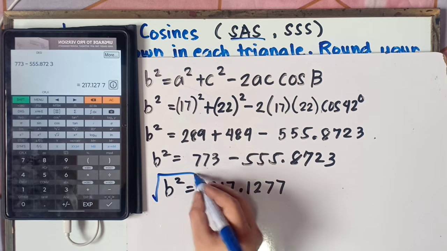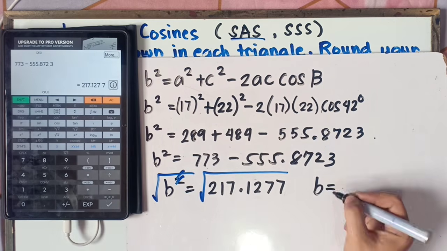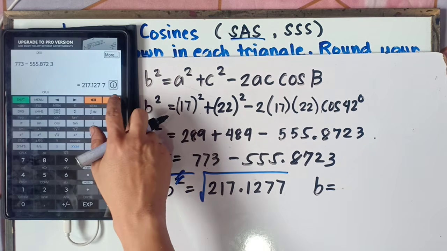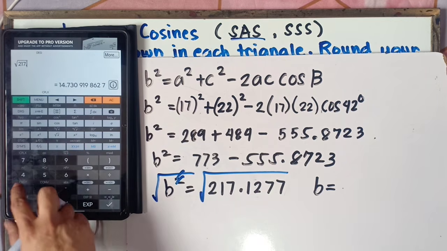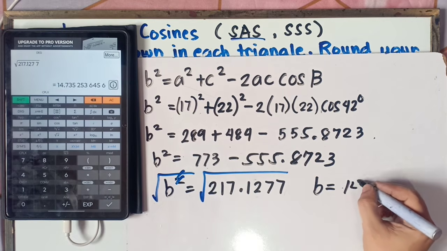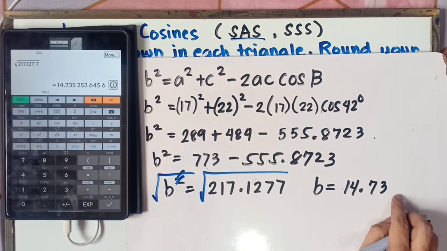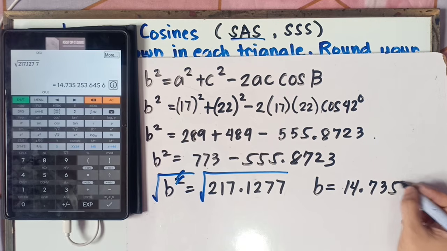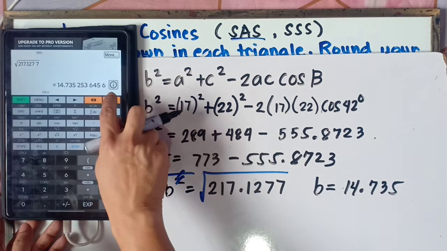So extract the square root of both sides so that you can cancel this out, and then you find the value of b. So b is equal to the square root of 217.1277, and the answer is 14.73. After 3, that would be 5, so 14.735. Let me just copy that one, 14.735, because we're told to answer that way, class.